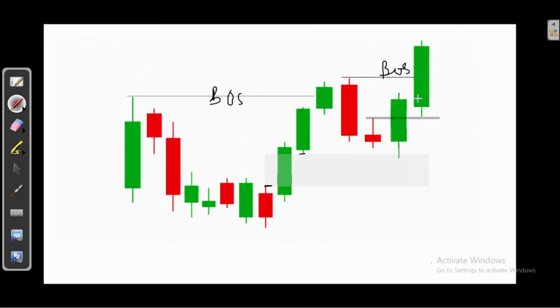So I know from what I'm seeing here that this market will come back and sweep this level, right? After sweeping it, it can decide to move up and it can decide to go down. Something like that. So let's see what's happening.